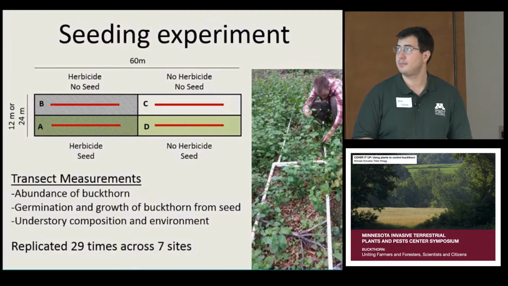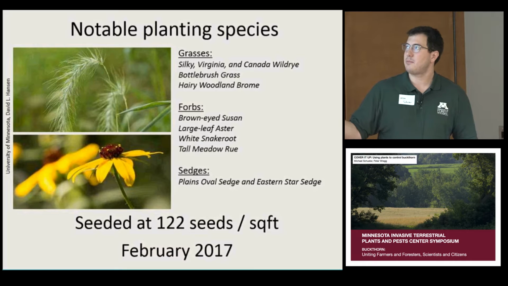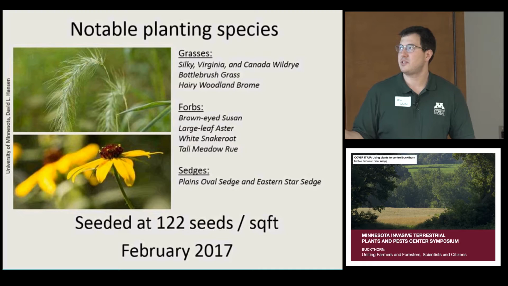The seeding treatment, which I'm sure you're curious about, includes 35 different species, but these are some of the more significant ones. We have a few varieties of wild rye, bottle brush grass, hairy woodland brome, and then for forbs, we have things like brown-eyed Susan, longleaf aster, white snake root, and tall meadow rue, and sedges, including plains oval sedge and eastern star sedge.